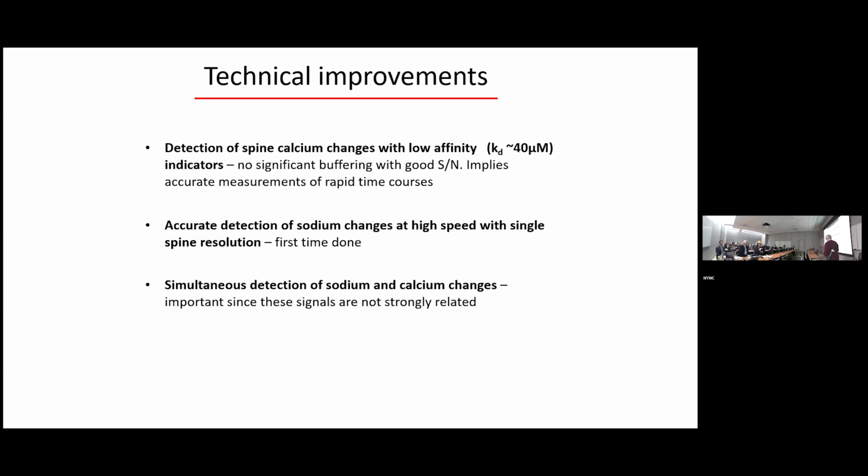Okay. And the last thing from a technical point of view is that we were interested in sodium changes and calcium changes, and we've developed techniques to measure them both simultaneously at high time and spatial resolution. And I'll show you how we do that in the next couple of slides.